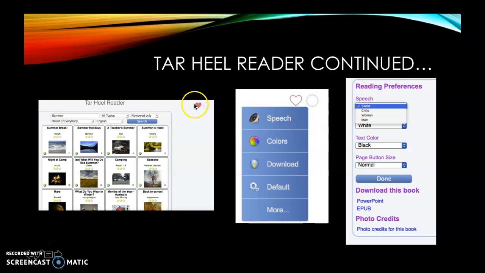Another great thing about this is when you go to settings, you can change the speech. So you can change it to silent, so no text to speech, or you can change it to a child's voice, a woman's voice, or a man's voice. You can change the background color, the text color, and you can change the button's size. So that can help students who are visually impaired or just anyone that has any sensory issues. This will really help.